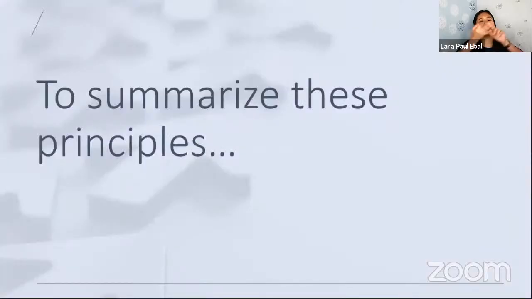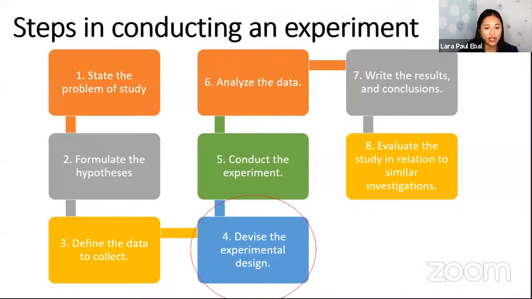Now, to summarize, what are the principles that we need to know in the performance of an experimental design or experiment? We have randomization, replication, and local control. Okay, so next we have the steps in conducting an experiment. I'm not sure if you're already familiar, since if you're doing experiments, you're already familiar. If you're starting, then at least this is your guide.